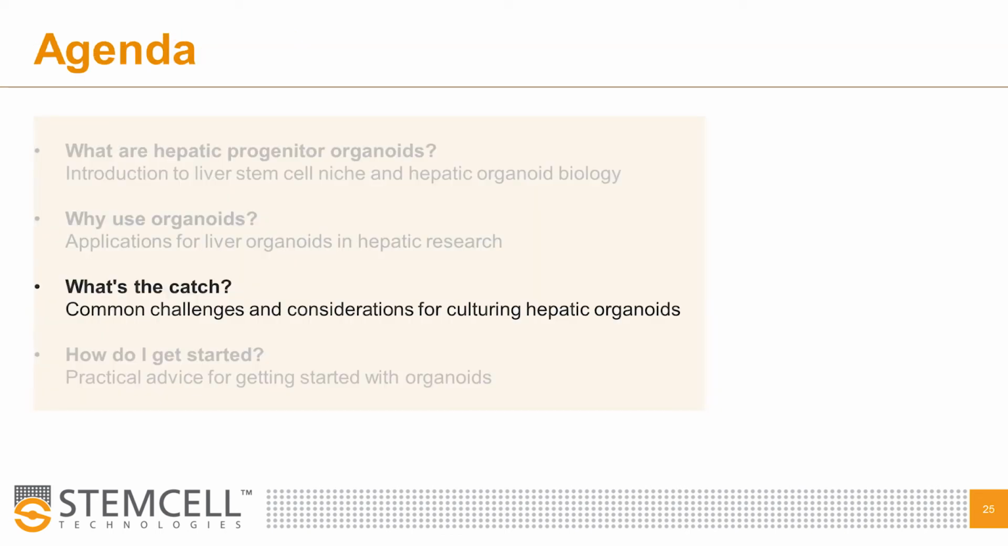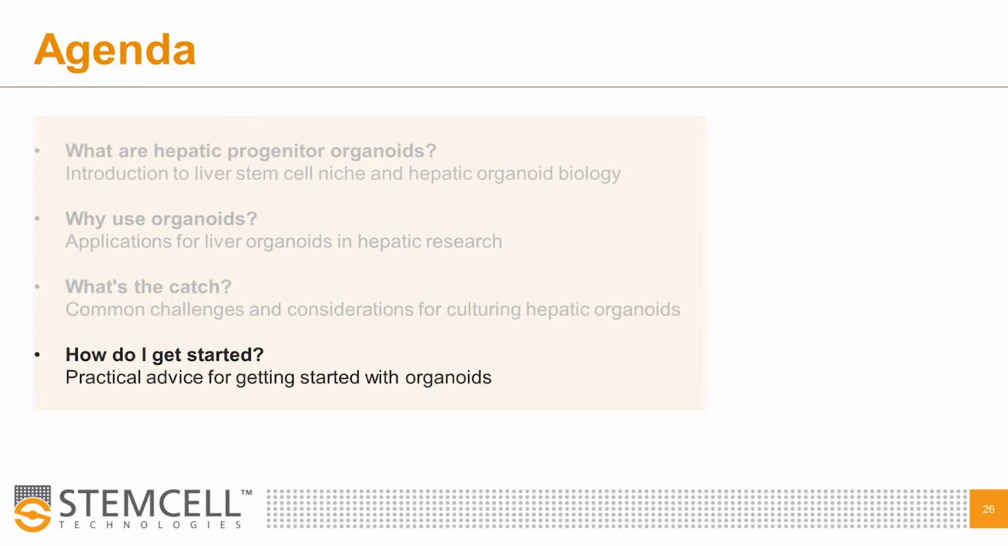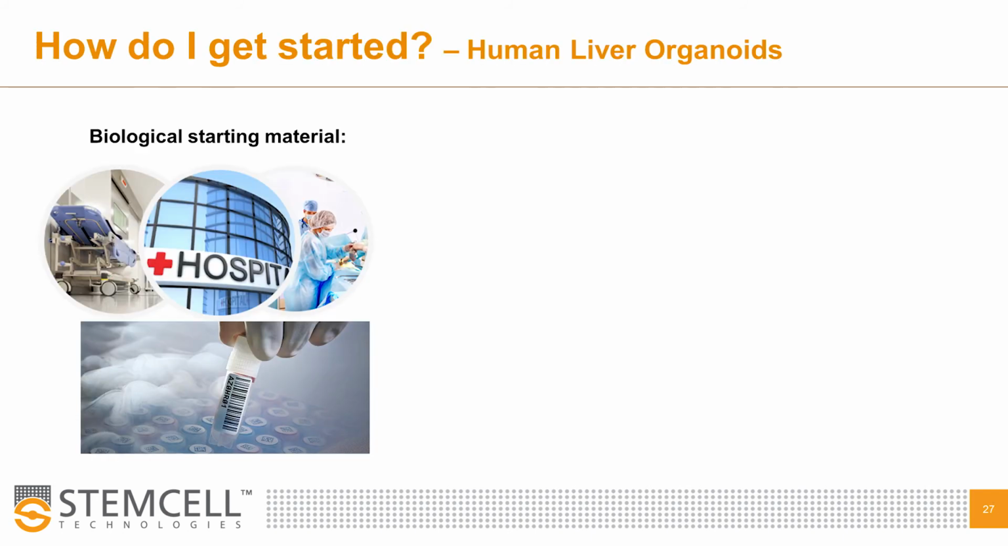So now, to discuss some of the work that still remains to be done to make organoids even more accessible, I would like to finish this webinar by sharing some practical advice on how you can already take advantage of liver organoids by utilizing the available resources. So let's start off with the incorporation of human liver organoids into your research. As discussed earlier, an important part is the access to biological starting material.